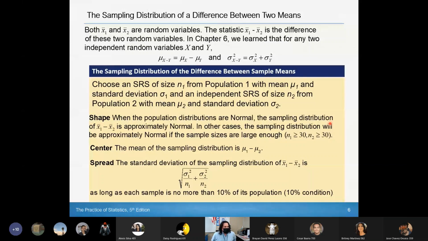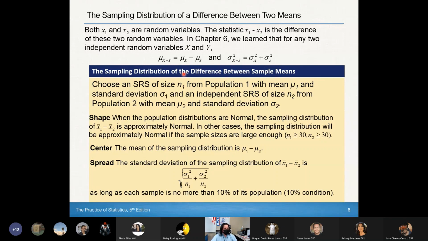All right, so both x bar 1 and x bar 2 are random variables. The statistic x bar 1 minus x bar 2 is the difference of these two random variables. Recall in chapter 6, we learned that for any two independent random variables, x and y, the mean of the difference, x minus y, is equal to the mean of x minus the mean of y, and the variance of the difference between x and y is equal to the variance of x plus the variance of y. These are the same kind of two results that we saw yesterday dealing with populations.